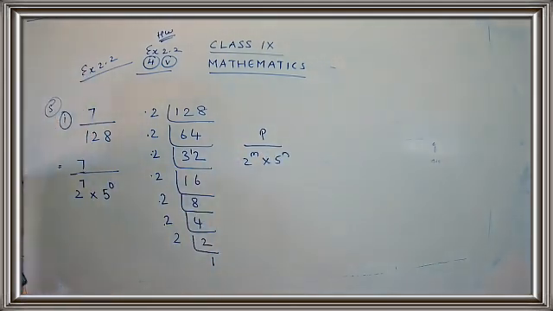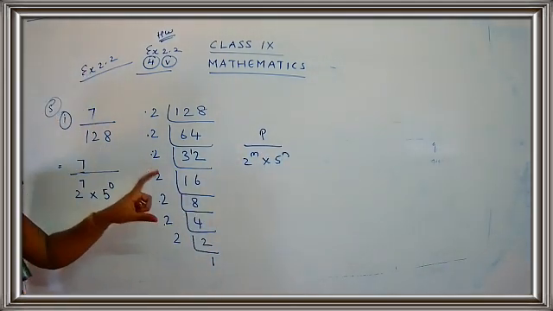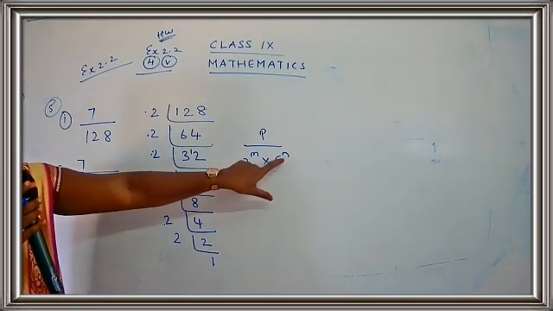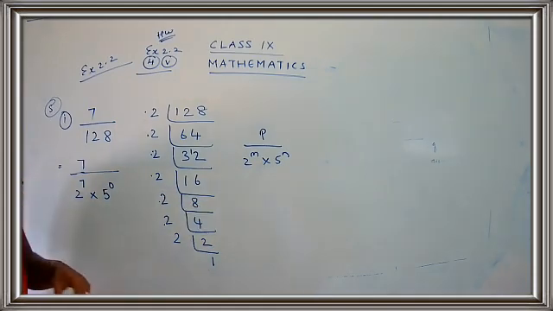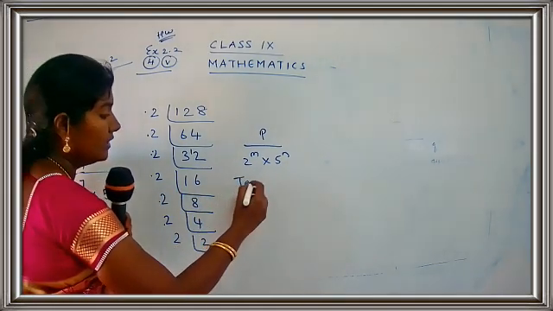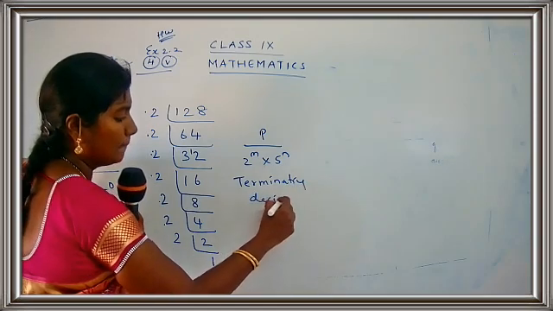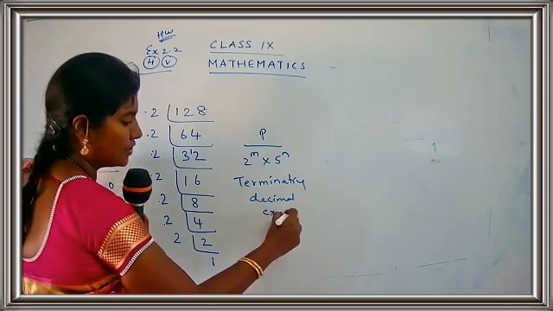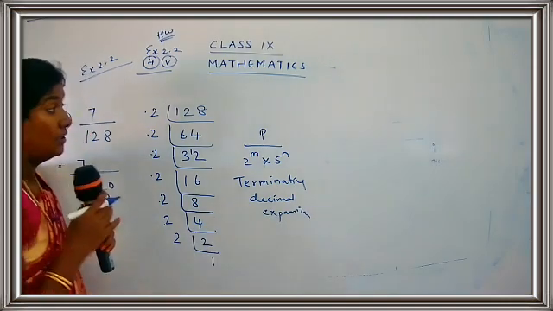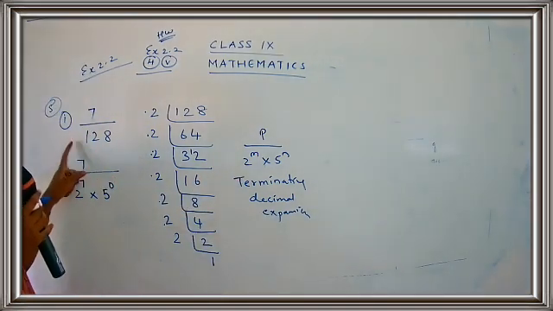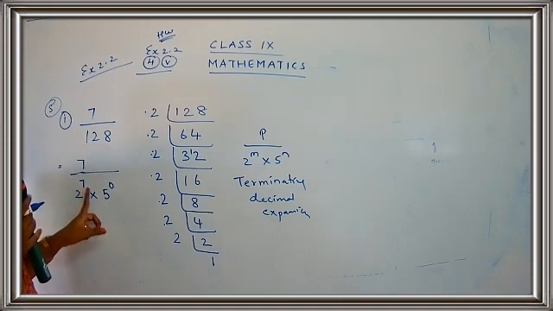If you are able to write this in the form of p upon 2 raised to m into 5 raised to n, then you call it a terminating decimal expansion. So what can you call it? Terminating decimal expansion. You getting my point? That means what you have to do? You have to write down the denominator part as 2 power and 5 power.